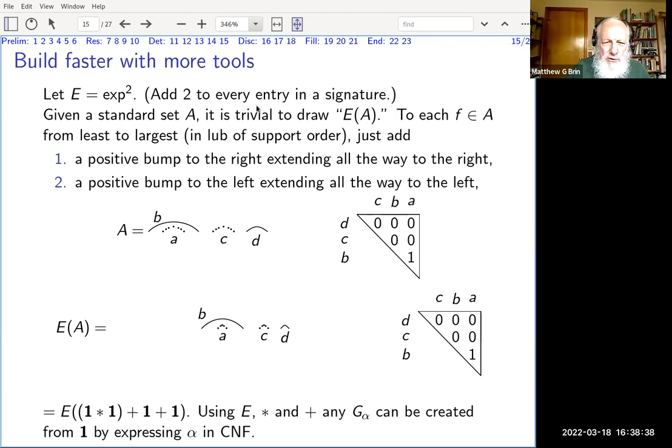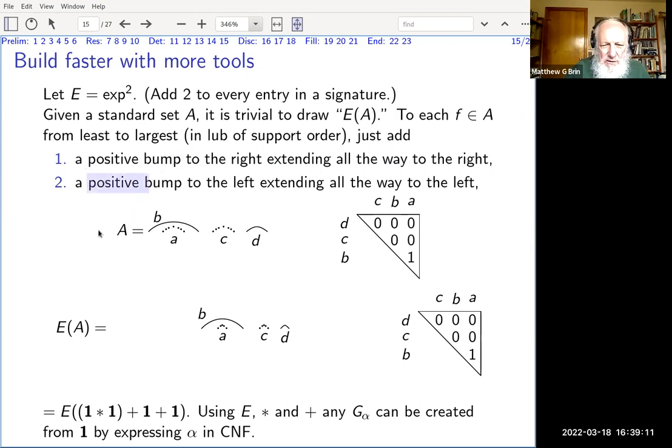And I want to exp squared this picture. And the rule is you start with the smallest, you go from least to largest. And what you do is you take each function and you put a positive bump to its right, extending all the way to the right. That's wrong. Son of a gun. That word is supposed to be negative. Everybody scratch that out and replace it by the word negative. I don't know how many times I've read this.